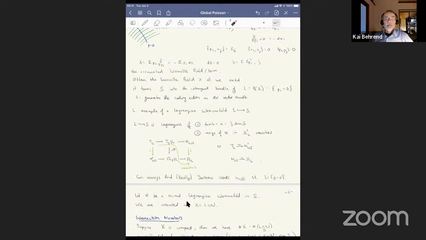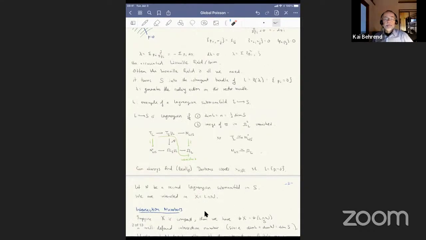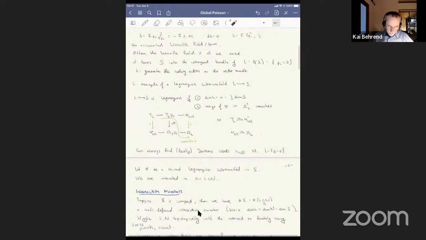Okay, so now let N be a second Lagrangian submanifold in S, and we're interested in the intersection. So X is always the intersection. S is the ambient symplectic manifold, X is the intersection of L and N. That's the space I'm really interested in. And so let me start out by talking about intersection numbers briefly.